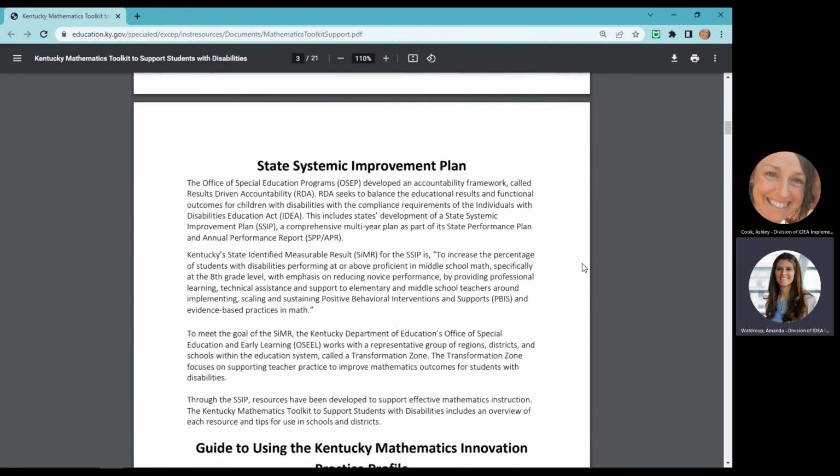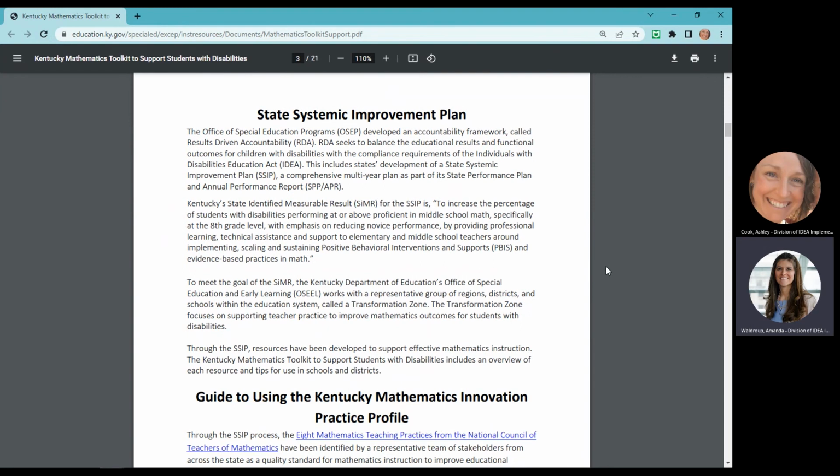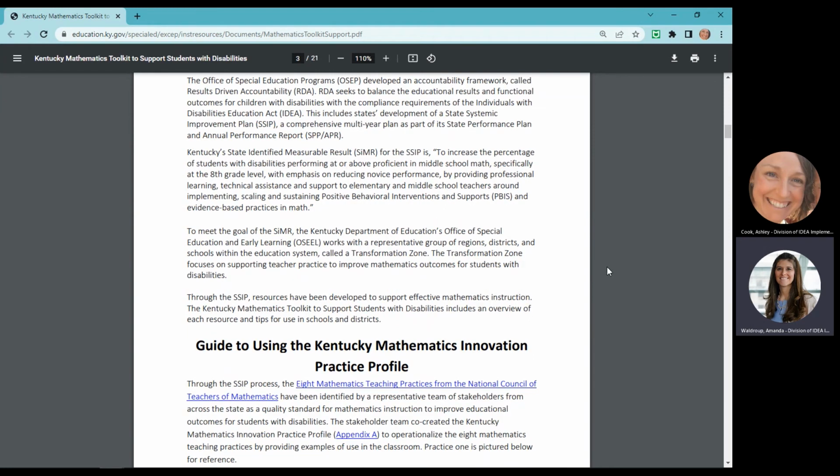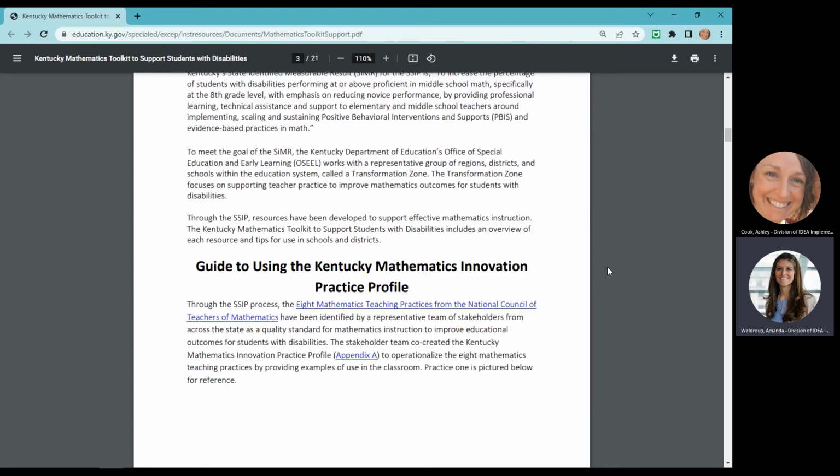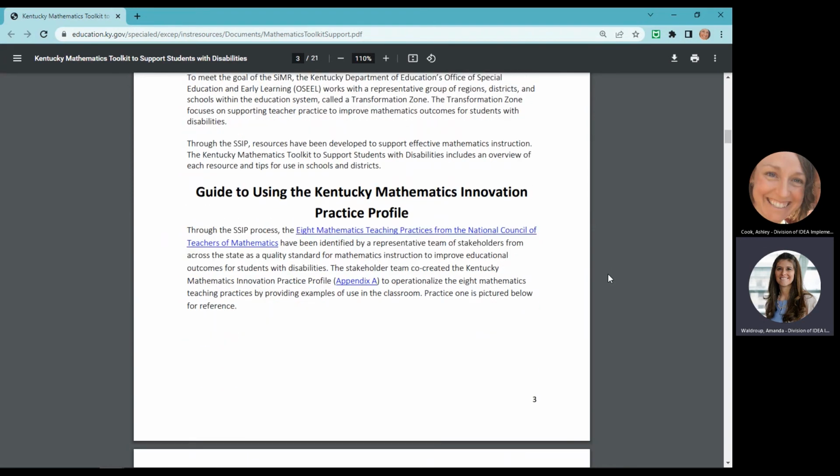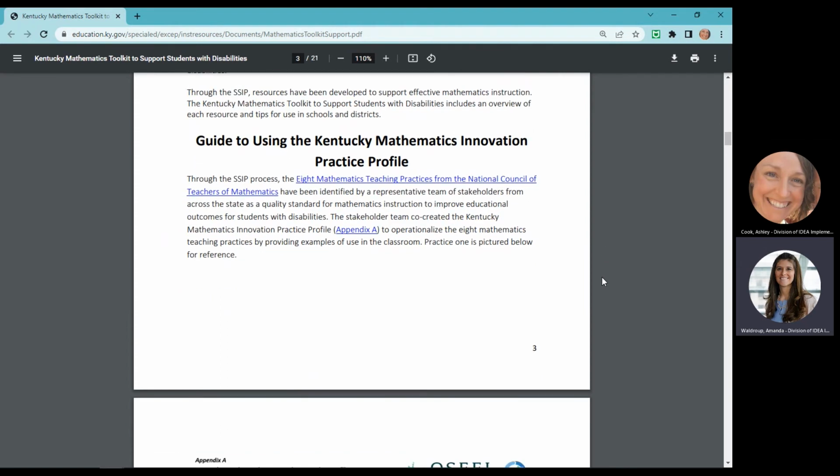And then there's an overview section of the State Systemic Improvement Plan, which we'll share a little bit more about later. But that gives you the foundation for the work and how the work came about in terms of the development of the Kentucky Mathematics Toolkit. And then next we have the Kentucky Mathematics Innovation Practice Profile.